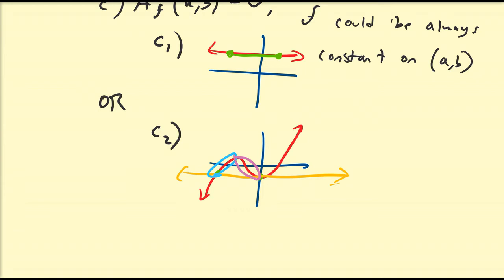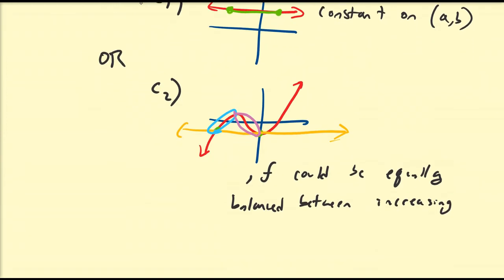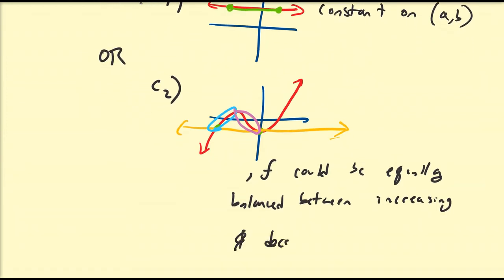So if the average rate of change is equal to 0, then f could be always constant on AB, or f could be equally balanced between increasing and decreasing behavior.